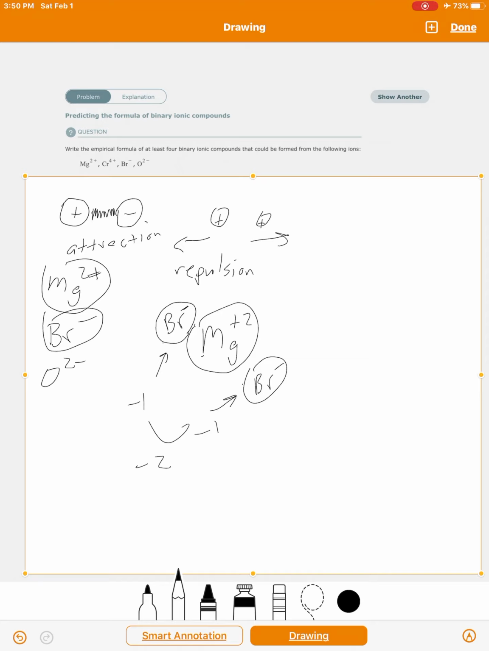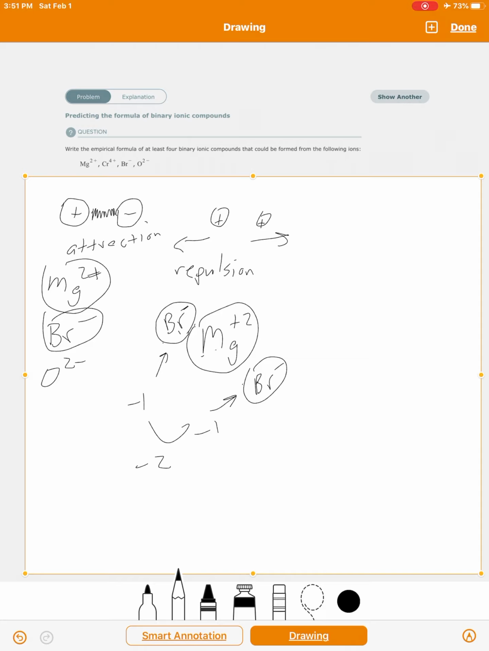They both have the same magnitude, the same amount of charge. Obviously, they're opposite charges. We're not saying they have the same charge, identical. What we're saying is they have the same magnitude of charge, the same size of charge. So what you would see then is 1 magnesium and 2 bromides.